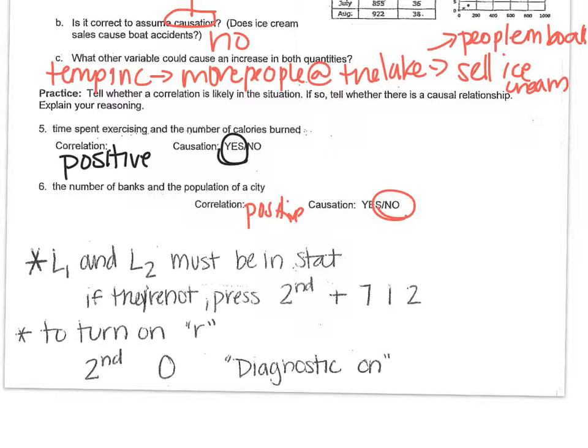So down here at the bottom, just notice that I've given you instructions for how to clear your calculator if L1 and L2 aren't there, and how to turn on R, which is our diagnostic, in case you forget.